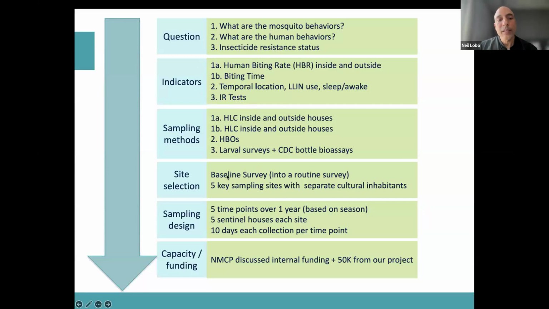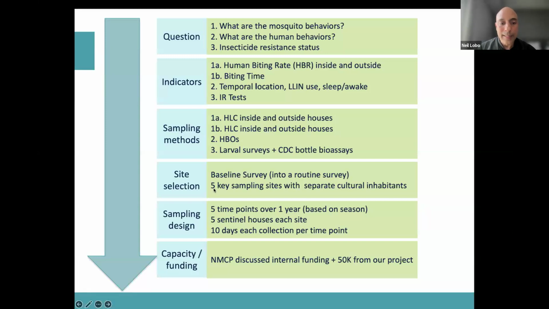Now, we were trying to figure out our site selection. Since this is the first time anyone was doing this, this would be a baseline survey. And since we plan to do it multiple times, the first survey would be a baseline survey. We'd go back to that survey, back to the sites, and it would turn into a routine survey.